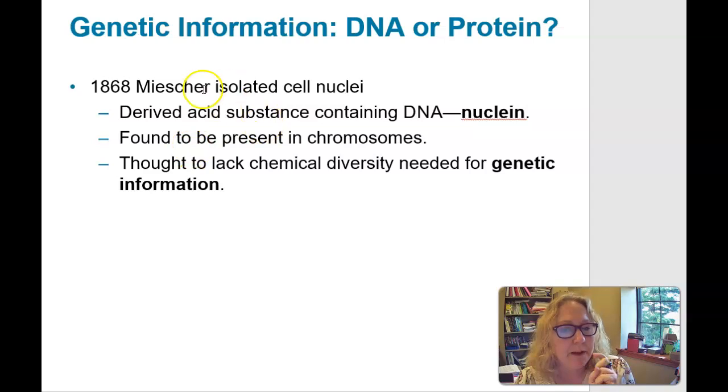We have Miescher in 1868 that actually isolated the DNA in the nuclei and realized that was present in chromosomes, and thought there's no way. Again, it's only 4 letters. There's just no chemical diversity here. There's no way this is the genetic information.